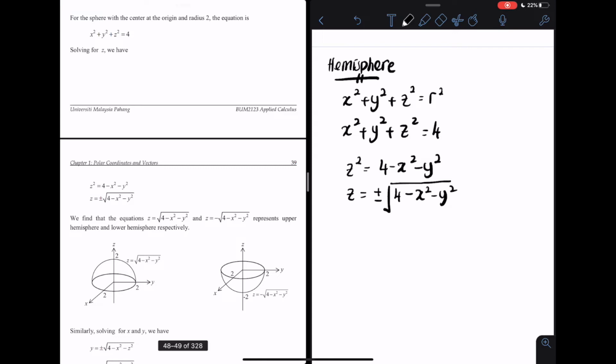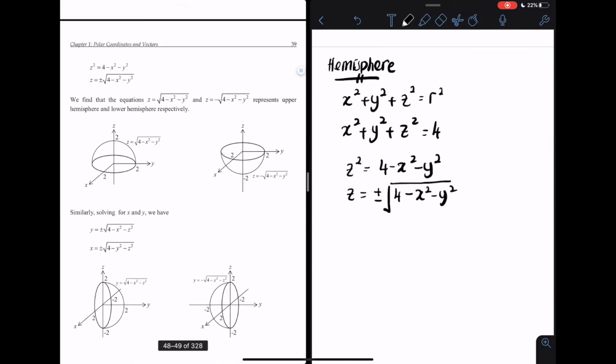Okay, here we have two equations right after we get rid of the squared notation on the left hand side. So let's observe whatever you have in your module on page 39. If you look carefully on page 39, by letting z be the subject of your equation, you will be able to get two hemispheres, the upper hemisphere and the lower hemisphere. So let me illustrate the hemisphere for you.